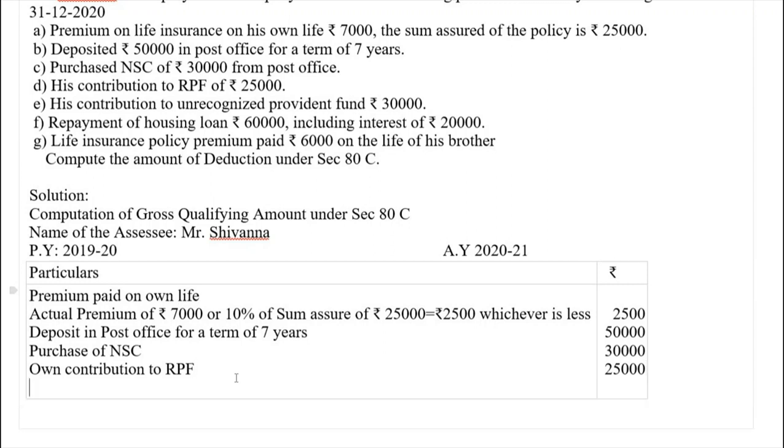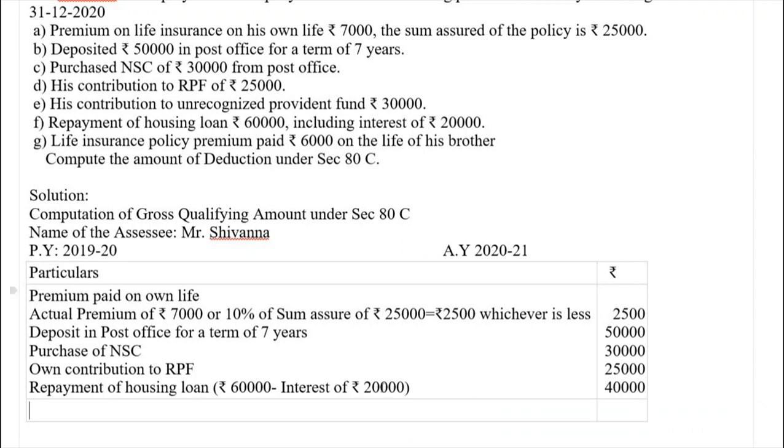Then next, repayment of housing loan, we should take only the principal amount. So in the bracket, rupees 60,000 minus interest of rupees 20,000, which comes to rupees 40,000. Then the next one, that will not qualify here.